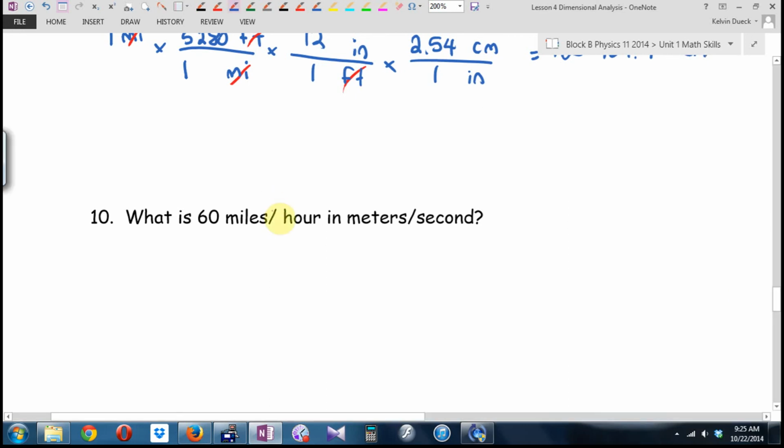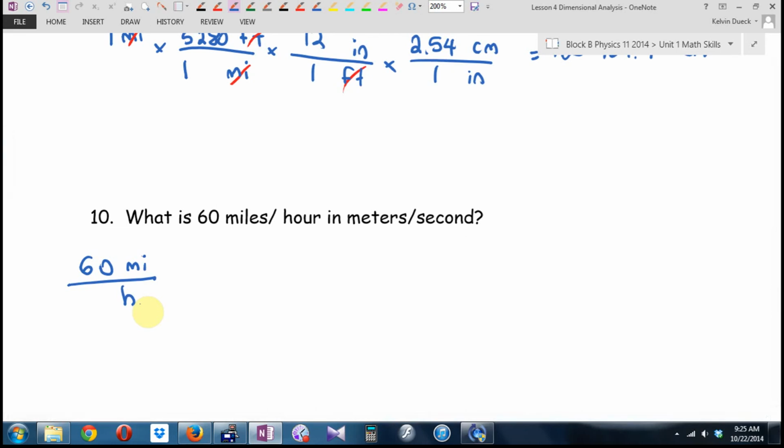Now, slash is like a fraction, so I'm going to write it like this. 60 miles over hours, because that way I can clearly see what's on the top and what's on the bottom. And what we're going to have to do is, somewhere along the way, change hours into which unit of time? Seconds. And we're going to have to change miles into which unit of distance? Meters.